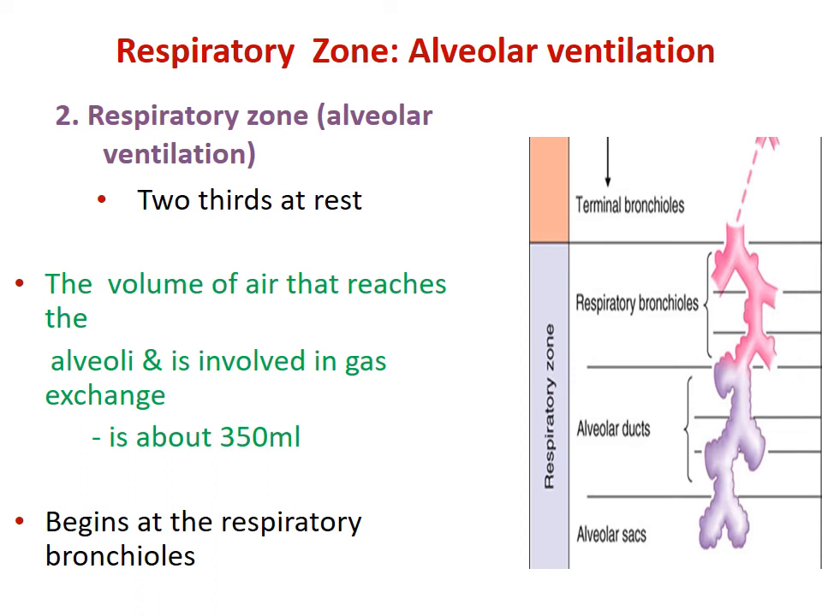So this 350, how you are getting it is 500 minus 150. 500 is the tidal volume and 150 ml is the anatomical dead space which is not taking part in the gaseous exchange. So if you subtract that, you get 350. It is that volume of air that reaches the alveoli and is involved in the gaseous exchange. So this is also called alveolar ventilation. When you multiply that with the respiratory rate, you get the alveolar ventilation.